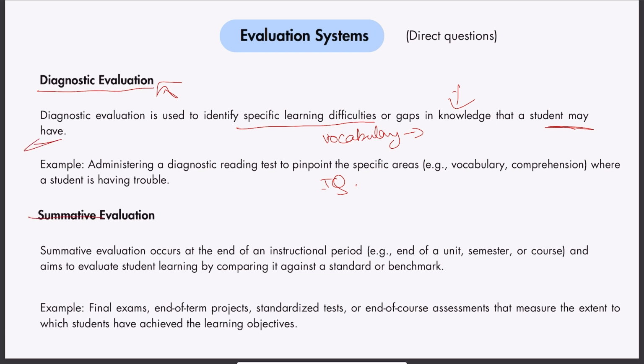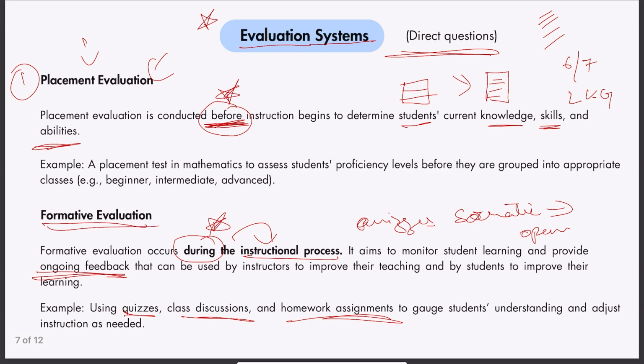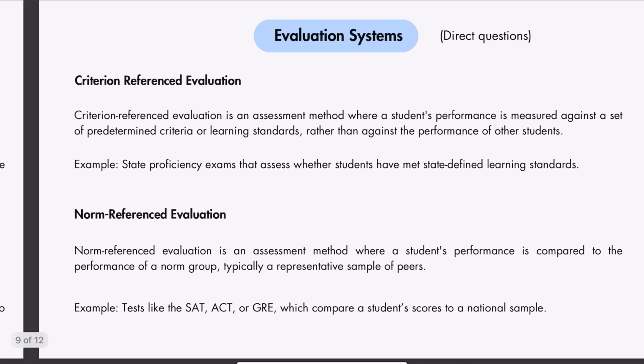Next, we have summative evaluation. This occurs at the end of the instructional period. So, semester break, final exam, standardized test, to evaluate the student's learning by comparing it against a standard or benchmark at the end of the instructional period. Summative evaluation. What was the opposite of this? Formative evaluation, which occurs during the instructional process.